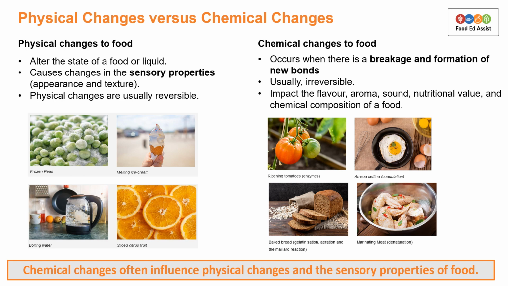Chemical changes occur when there's a breakage and formation of new bonds. They're usually irreversible. They can impact the flavour, aroma, sound, nutritional value, and the chemical composition of food. So once a tomato's ripened, it can't go back to being unripe. That's a chemical change. Once an egg has set, it cannot be changed back to an unset egg. Therefore, that is a chemical change. Baking bread is a chemical change. Marinating meat, once it's denatured, it cannot be reversed again. So these are all examples of chemical changes.